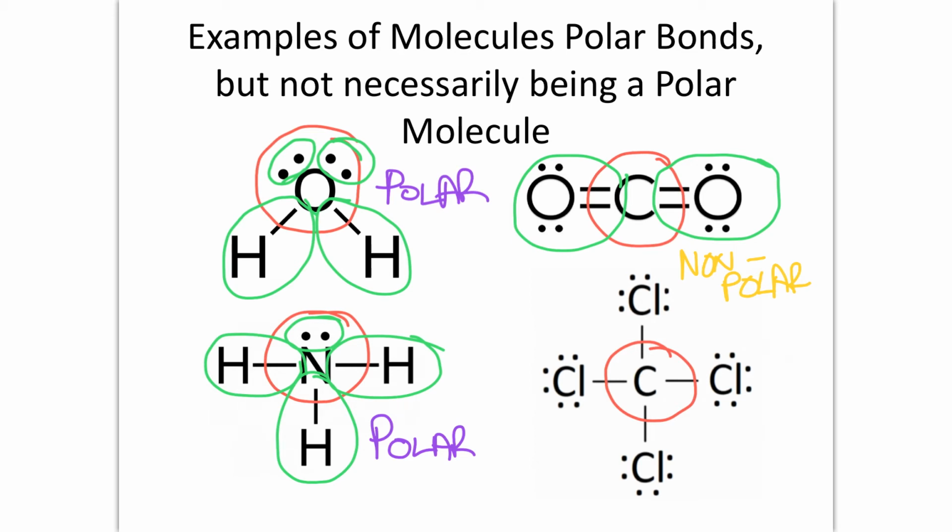And the last one is carbon tetrachloride. There's 1, there's 2, there's 3, there's 4. Is everything the same? Well, let's quickly look. Yep, it looks like it. Chlorine, chlorine, chlorine, chlorine. Everything looks the same to me. So again, this is nonpolar.